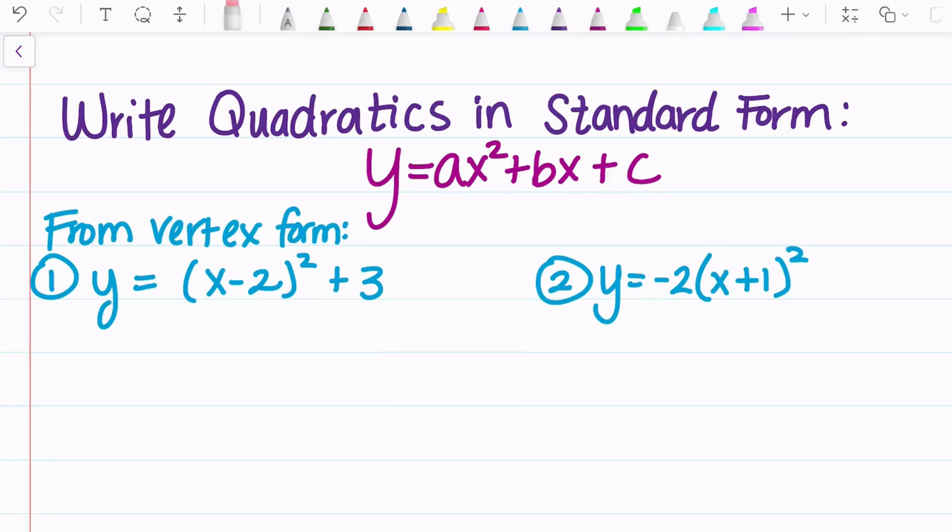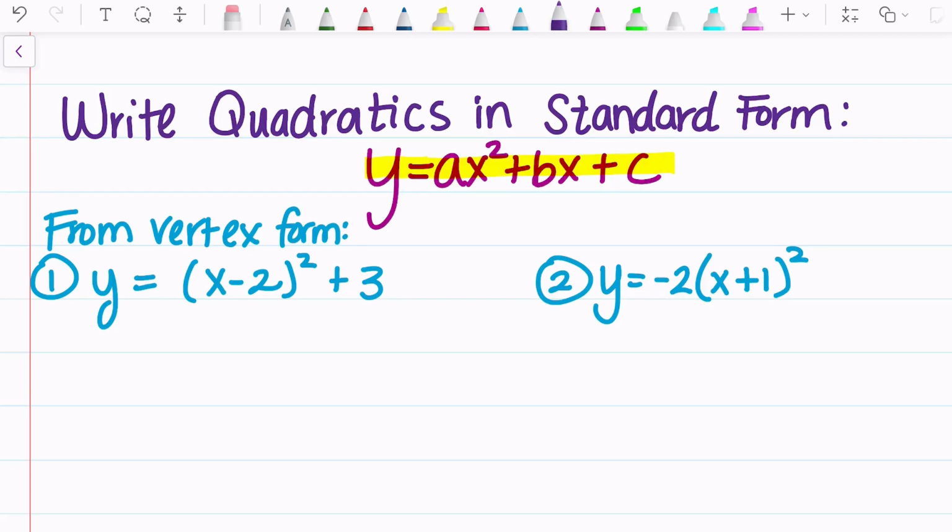In this video, I'm going to show you how to change a quadratic from another form to standard form. And standard form is y equals ax squared plus bx plus c. So our end goal is for our equation to look like this. The first two examples are in vertex form, and we want to change them to standard form.